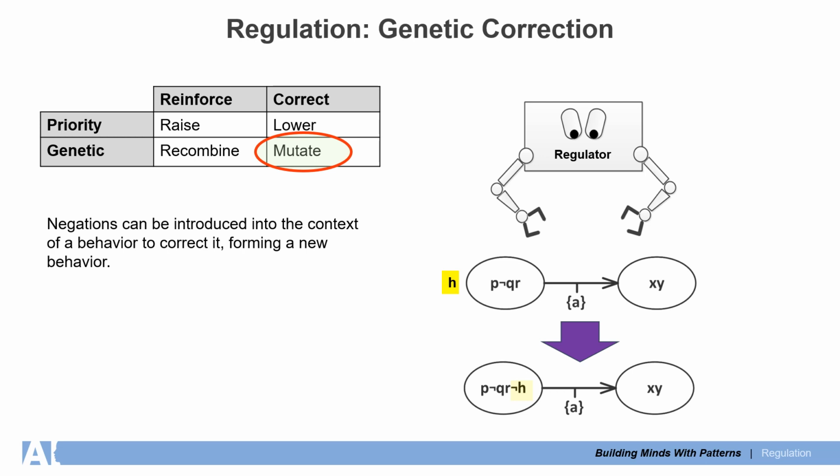Mutation is a very important technique and is the key to the process of accommodation, which emphasizes cloning a behavior and then substituting its elements.